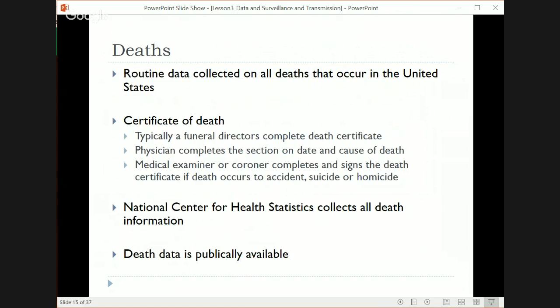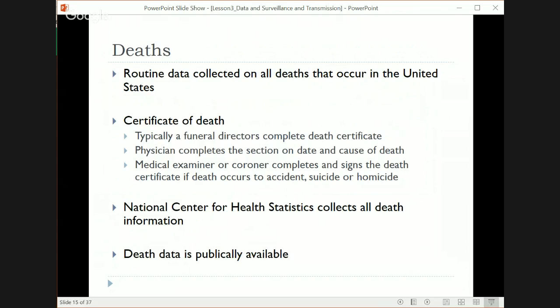And what's reported to the death registries is usually just the certificate of death. The interesting thing to keep in mind, if you are going to look at death data, is that a certificate of death is typically completed by a funeral director. So it's not always a medical professional that's completing a death certificate. The physician will usually complete the section on date and cause of death, and the medical examiner or coroner will complete and sign the death certificate if death occurs due to accident, suicide, or homicide.